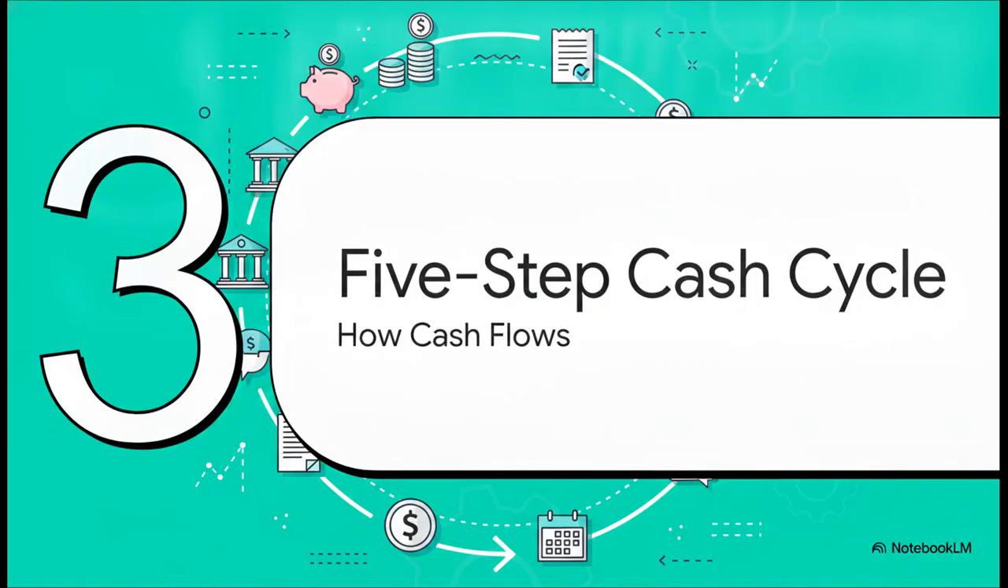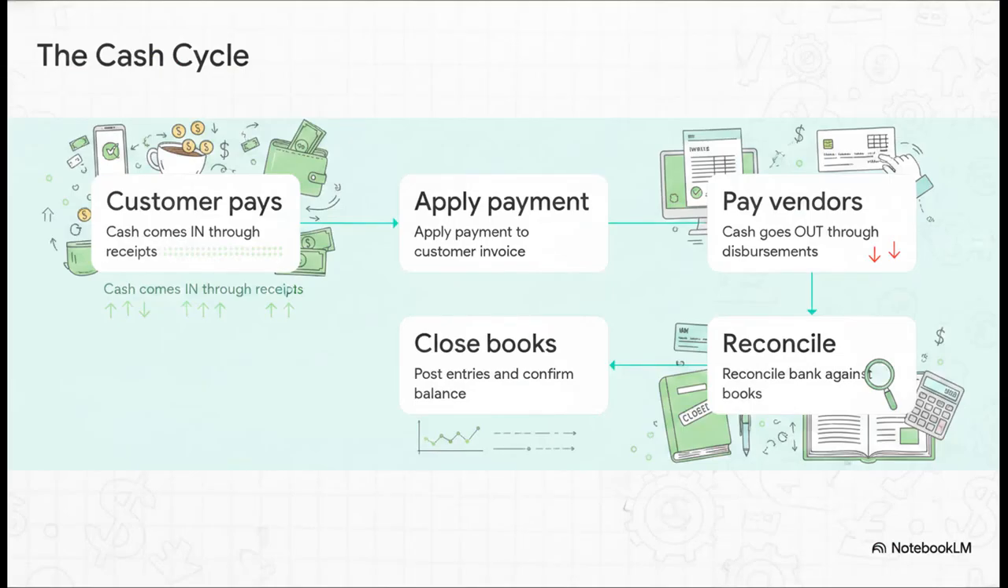All right, section 3, the 5-step cash cycle. Let's break down how cash actually flows in plain English. Think of a typical day. Step 1, you've got your morning coffee, you log in, and you see a customer paid us. Boom, cash comes in. Step 2, you apply that payment to their specific invoice so their account is current. Step 3, later in the week, you're paying our vendors, cash goes out. Step 4, at month end, you play detective. You reconcile what the bank portal says against our internal books. And finally, step 5, you close the books and confirm the balance is absolutely accurate. Everything we do ties back to one of these 5 steps.